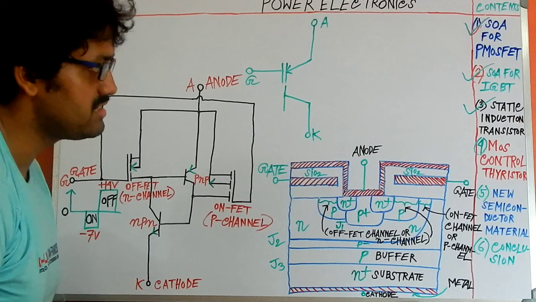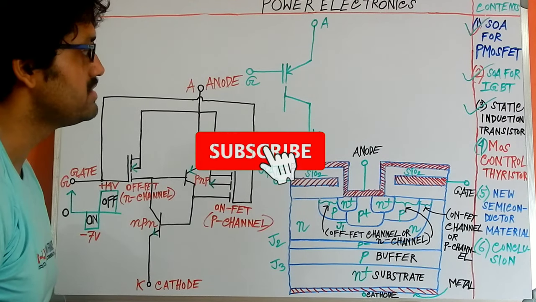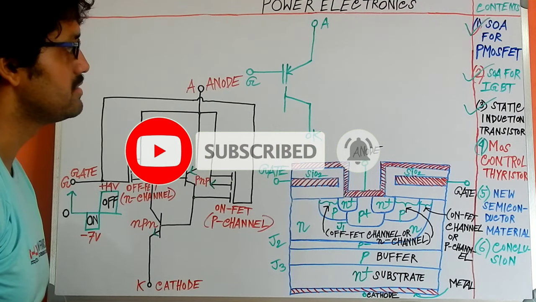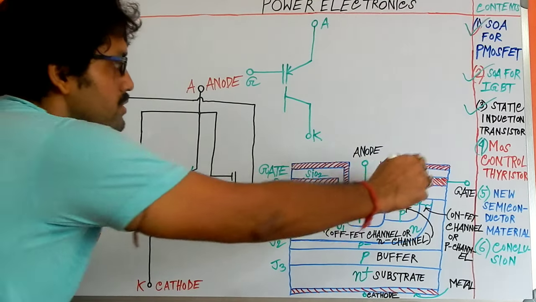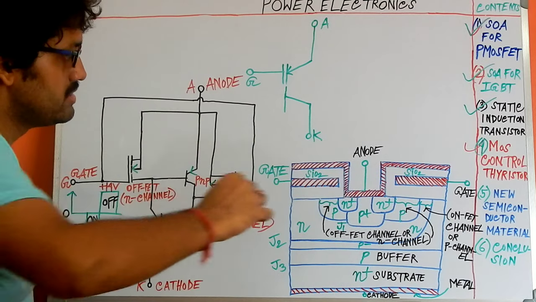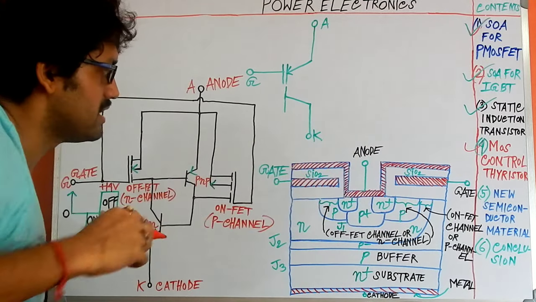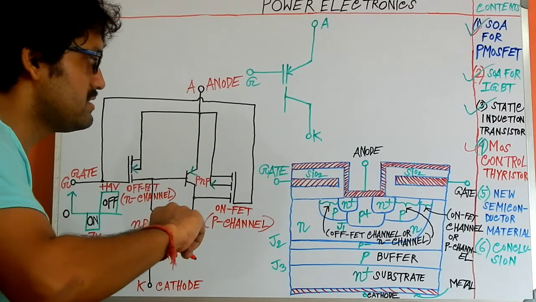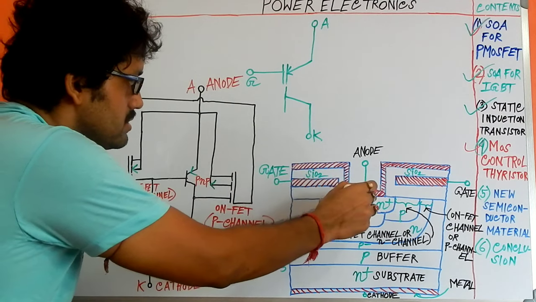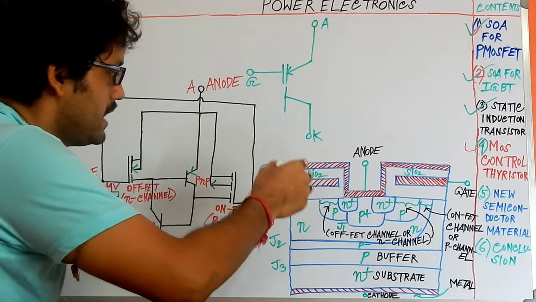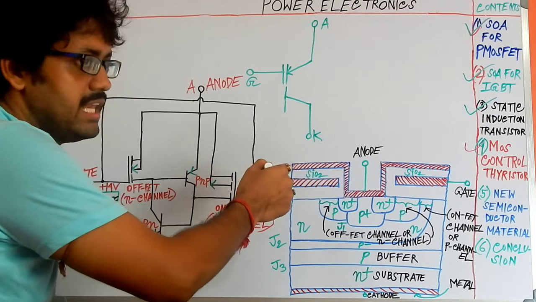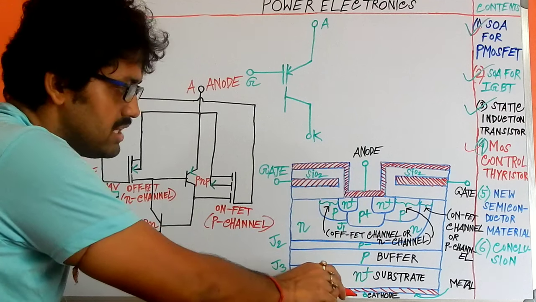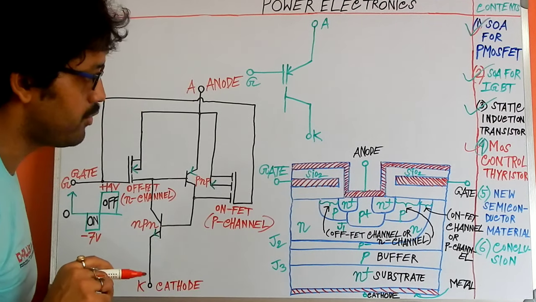So our last and most consistent power electronics device is the MOS-controlled thyristor. This is the overall structure of our MOS-controlled thyristor, and this is the anode terminal, and the processing is the same. Here the silicon oxide insulators have been formed, and on top of that insulating element, the gate terminal and anode terminal, and in the downside you could see that the cathode terminal has been formed.